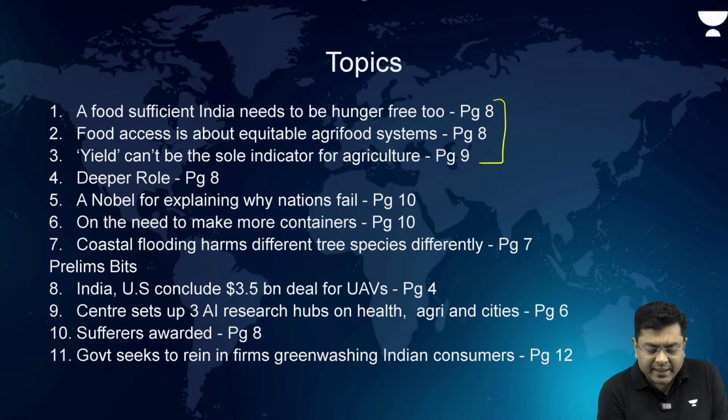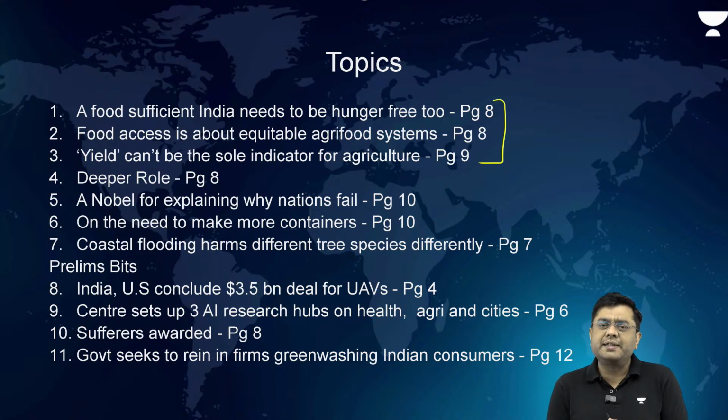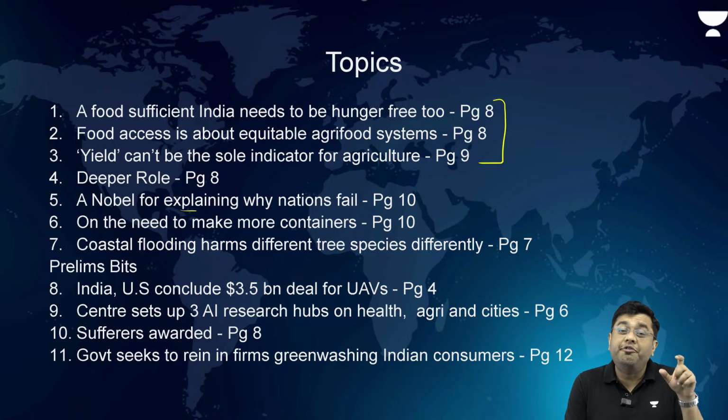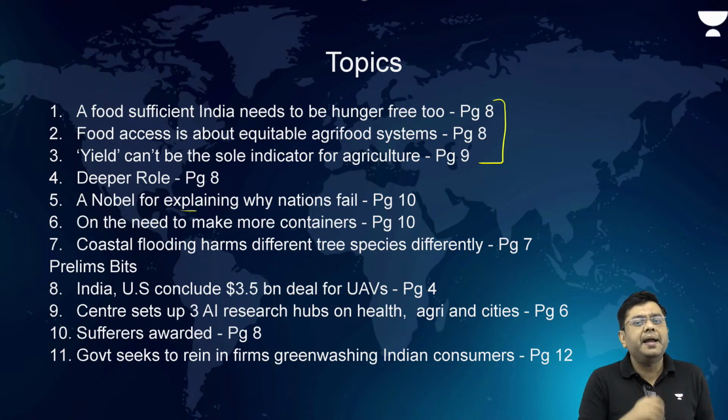Then another article, that is the deeper role, talks about US's role in the region of West Asia, where US is supplying weapons to Israel and is unable to rein in Israel's action. Then a Nobel for explaining why nations fail. This is a follow-on article to yesterday's piece where we had discussed the reason why people were awarded the Nobel Prize. Nobel Prize in Economics has been given for wealth inequality and the study associated with that. So this article deals with the institutional role in determining the wealth inequality, the types of institutions that you have.